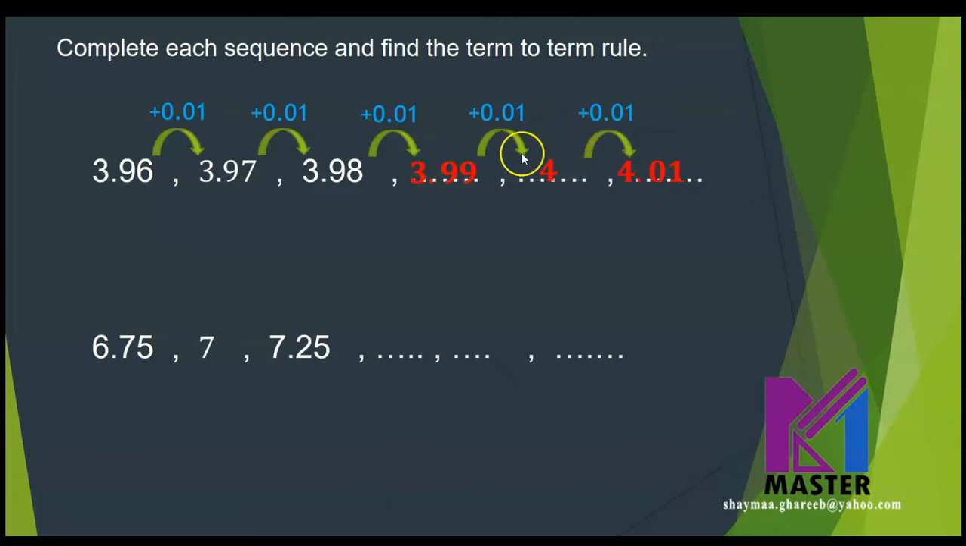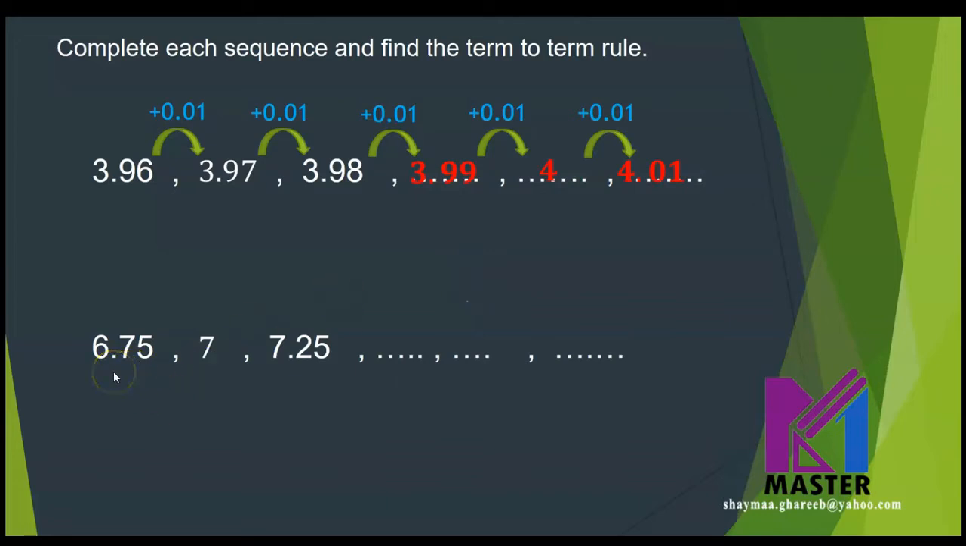4/100, which is 4.01. Then 4/200 and 300, 0.4, 4.05, 4.06, 4.07, and so on up to 4.09. Then 4.10, then 4.11, then 4.12. Okay, up to 4.99, then the one that comes after this is number 5. Then you start over counting by 1/100ths every time. Is this clear?